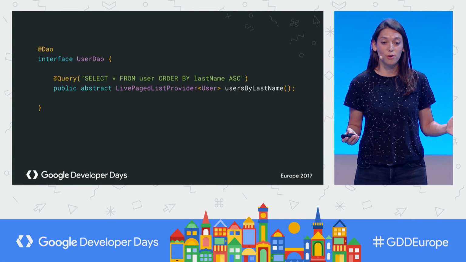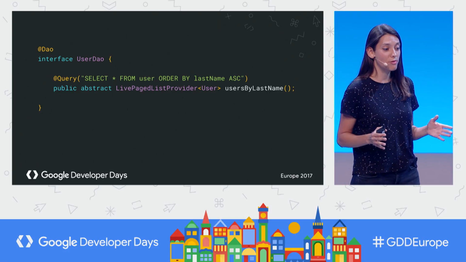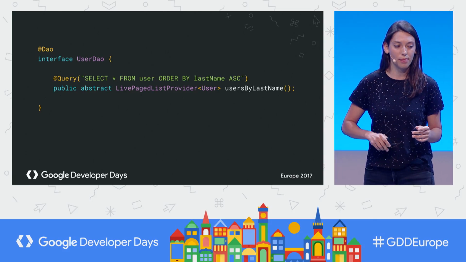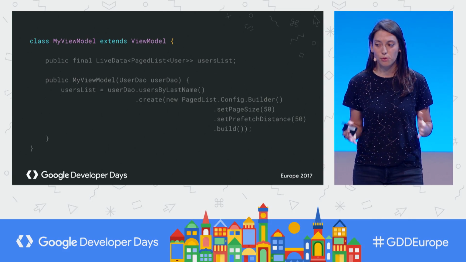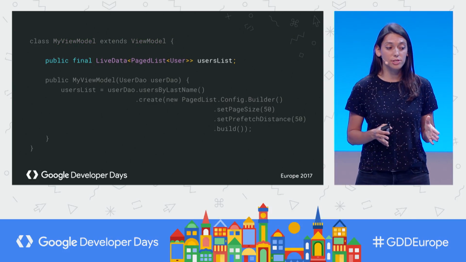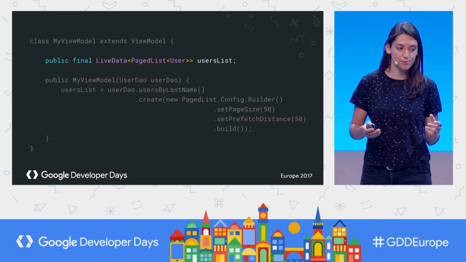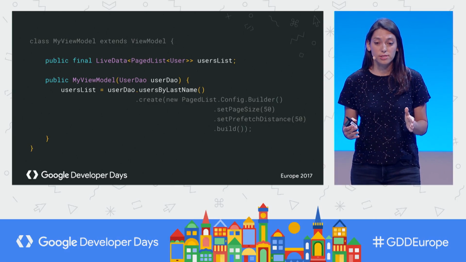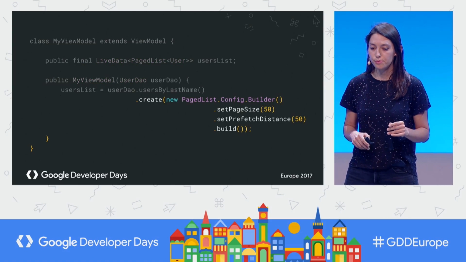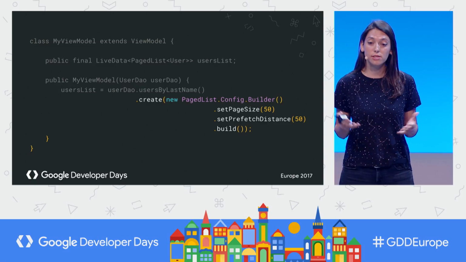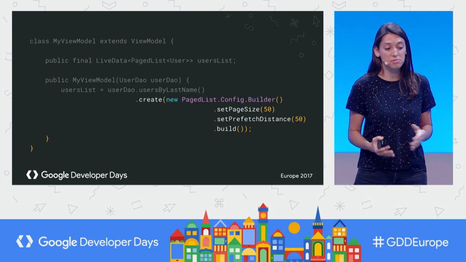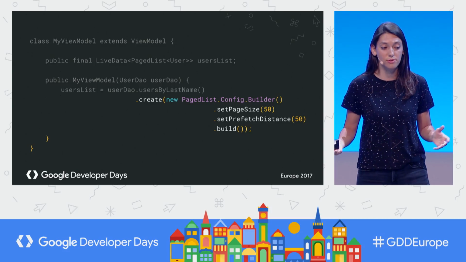So in our user DAO, we would return a LivePagedListProvider of our users to get the users by the last name. And then, in the view model, we would extend from the architecture component ViewModel. And then we would keep a reference to that LiveData of a PagedList. And we will get that reference from the DAO by calling getUsersByLastName, and then calling create using the configuration that you want. So for example, setting the page size to 50, setting the prefetch distance to 50, and so on.